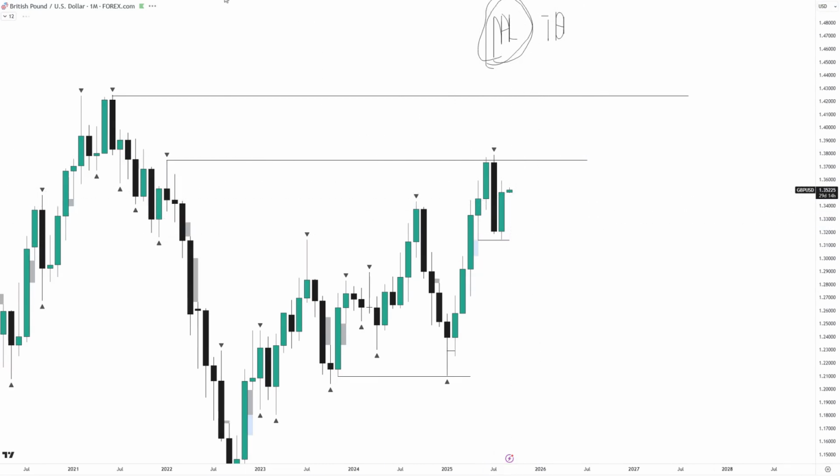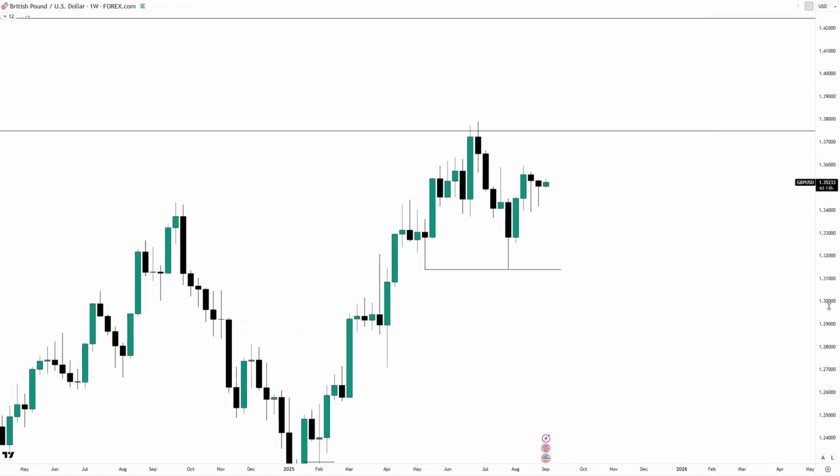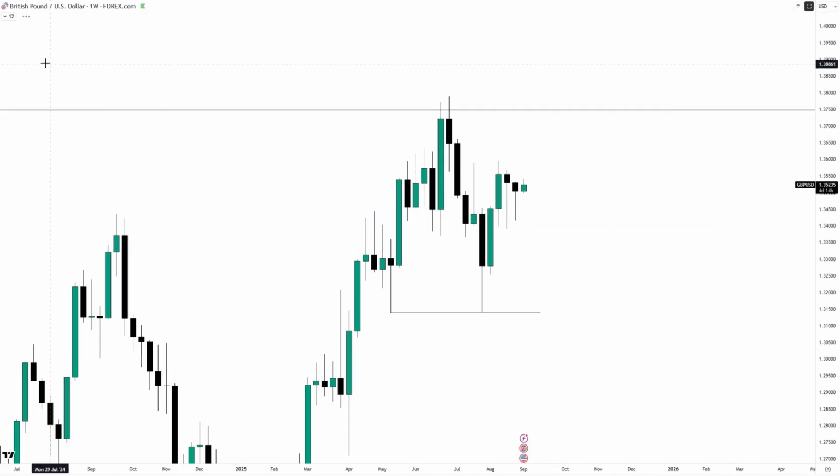Let's move to the weekly chart. On the weekly chart, the picture is as follows. We have the sweep of this fractal and the formation of a rejection block at these levels. And that's it. And then for the next 2 weeks, we just stayed within one range.